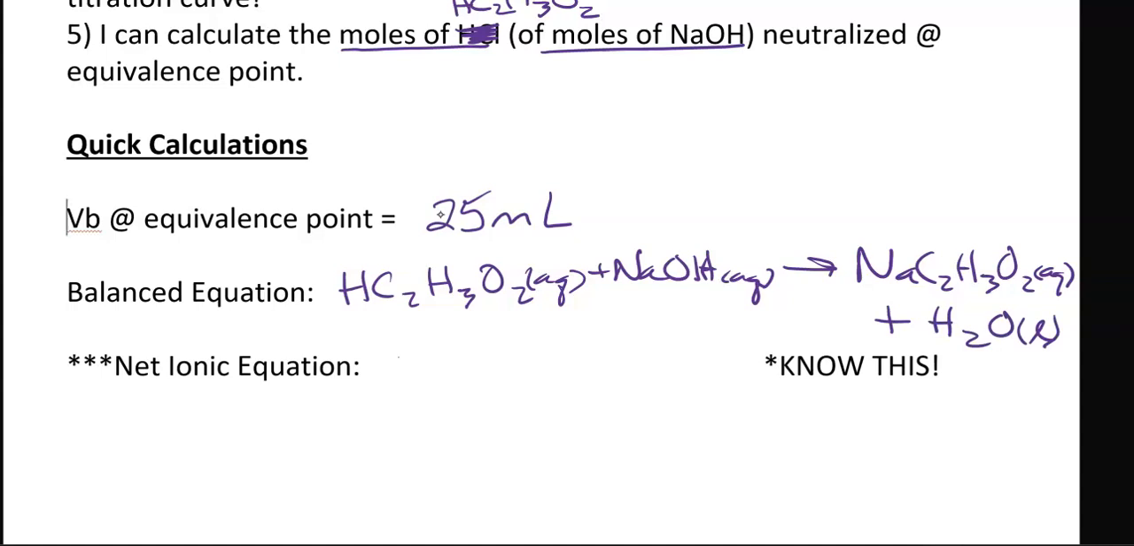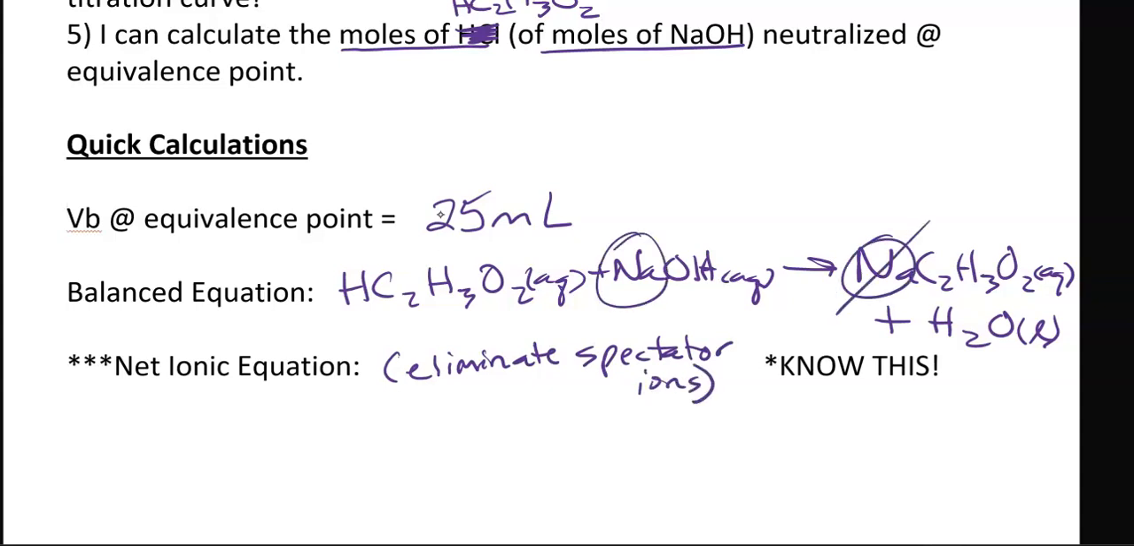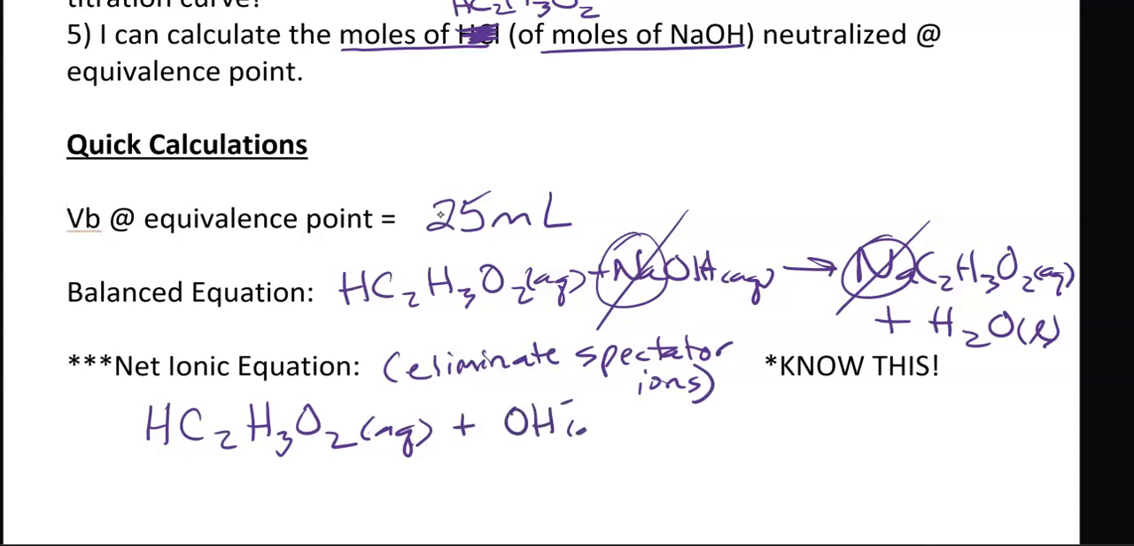When I write the net ionic equation, I need to eliminate any spectator ions. So I notice the sodium ion here, which comes from a strong base, is going to remain a spectator ion throughout the reaction. So I'm going to eliminate that when I write my net ionic equation. However, the weak acid does not dissociate or ionize very well, so you need to leave that intact as just one whole molecule. So we've got acetic acid reacting with hydroxide ion, and it's going to produce conjugate base, specifically the acetate ion, and our other product will be water in the liquid phase.